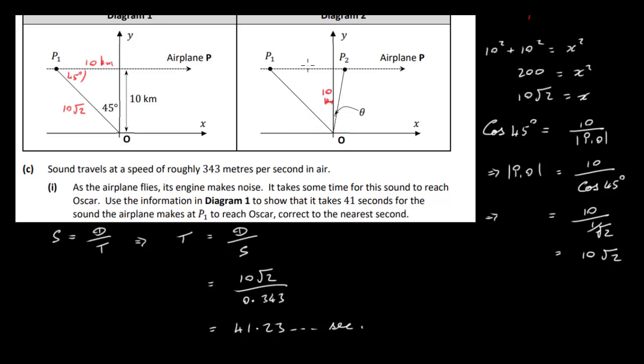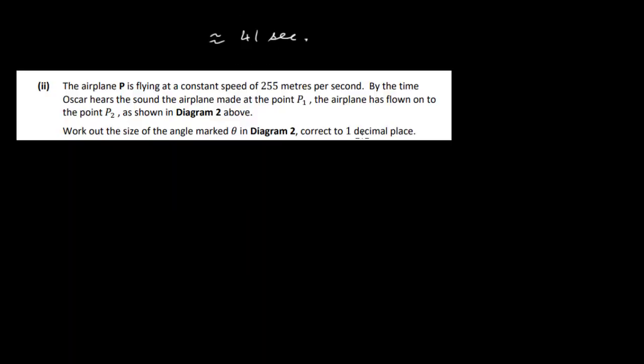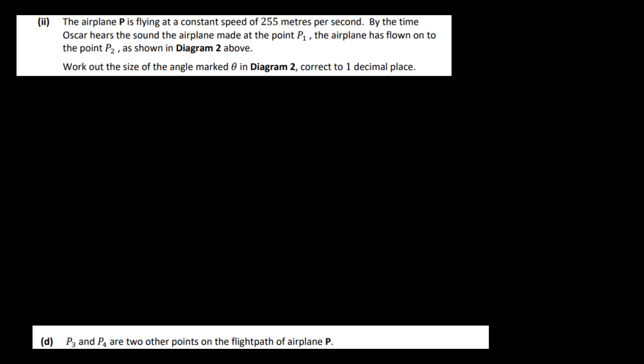So we know that it takes 41 seconds to get from here to here. We know the speed the plane is traveling at, so we can find the distance. So let's do that. Now, again, speed is equal to distance over time. This time we are looking for the distance from P1 to P2. So what we're going to do here is distance is equal to speed times time. Now the speed that the plane is traveling at is 255 meters per second, so that's 0.255 kilometers per second, multiplied by the time we worked out, which is 41 seconds.